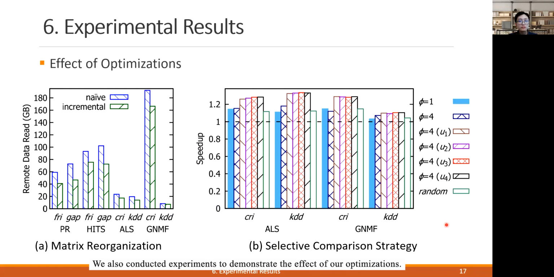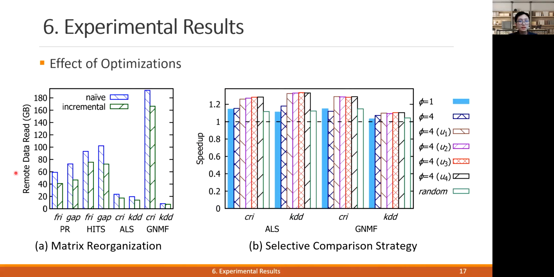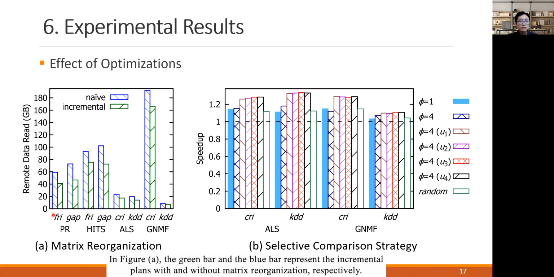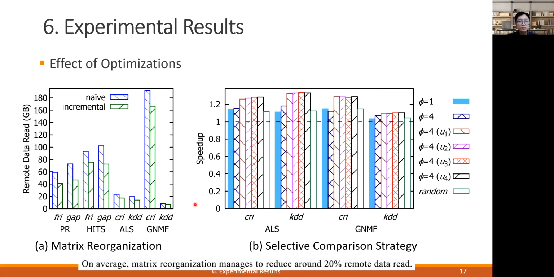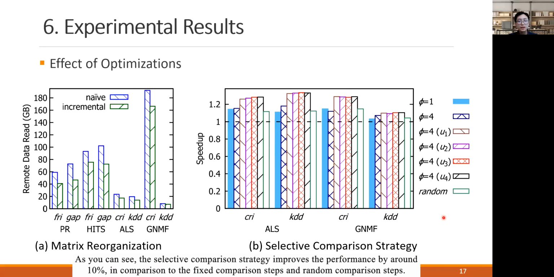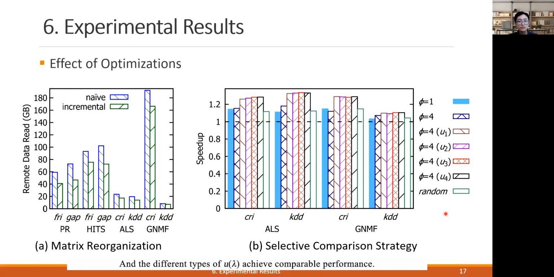We also conducted experiments to demonstrate the effect of our optimizations. In Figure A, the green bar and the blue bar represent incremental plans with and without matrix reorganization, respectively. On average, matrix reorganization managed to reduce around 20% remote data rate. In Figure B, the first 2 bars are hybrid plans with fixed comparison steps. The last bar is with random comparison steps, and the other 4 bars are our selective comparison strategy with different functions u lambda. As you can see, the selective comparison strategy improved the performance by around 10% in comparison to the fixed comparison steps and random comparison steps, and the different types of u lambda achieve comparable performance.